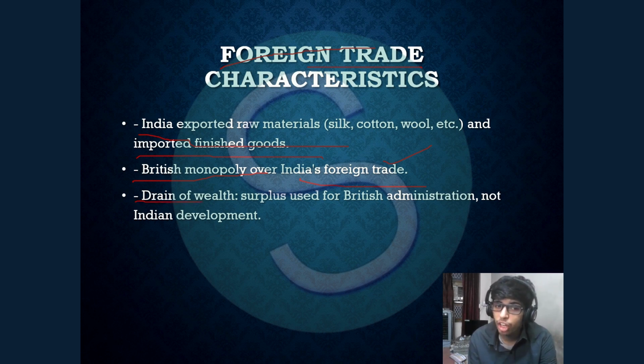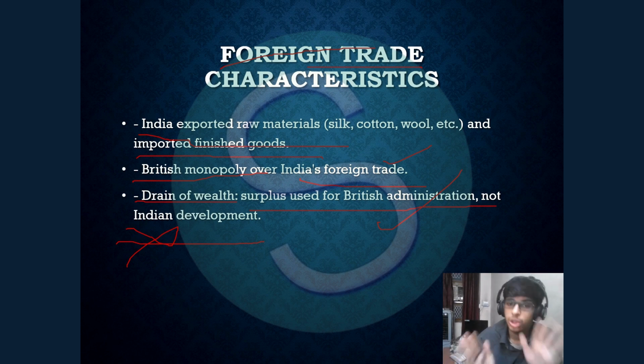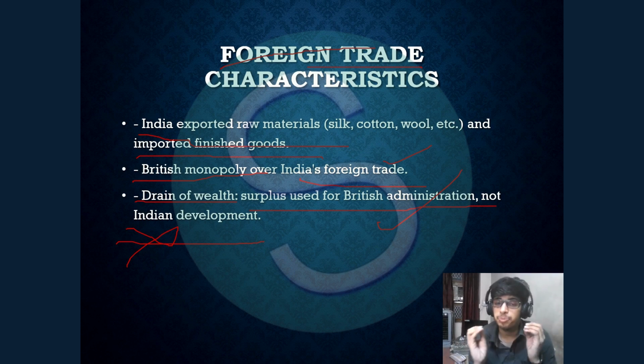It leads to a drain of our wealth, the surplus used for business administration, not for Indian development. What this statement means is that the Britishers used our wealth and our resources just for the surplus of business administration, not for Indian development. They were just utilizing our things for the sake of their own administration. They were not even considering our development. This had a bad impact on our economy. So that was the situation of foreign trade.